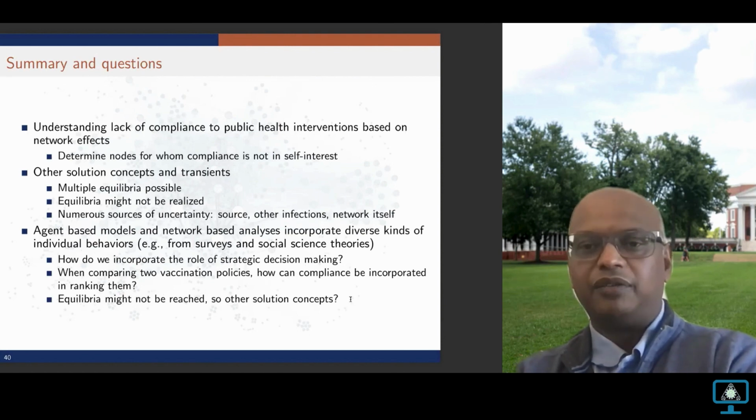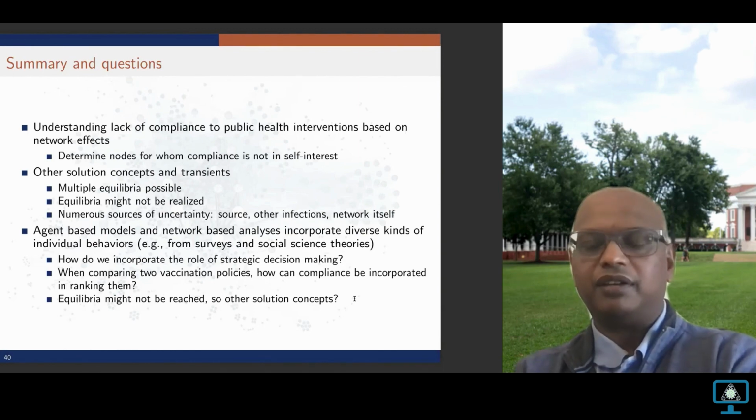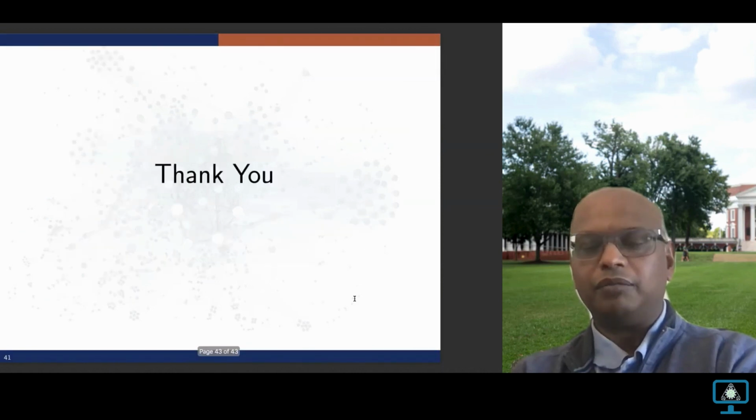And finally, in this kind of setting, equilibrium might not be reached. So what other solution concepts would be meaningful? Okay, so I'll stop here.